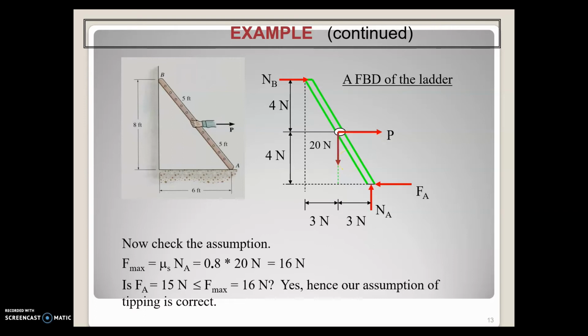So now kita check assumption kita. Di mana kalau nak dapatkan frictional force maximum, kita darabkan mu S dengan NA, di mana 0.8 darab dengan 20 Newton tadi, itu normal force pada A, is equal to 16 Newton. Okay, is FA equal to 15 Newton, dia kurang daripada F maximum which is 16 Newton. Yes, so our assumption kita adalah correct, di mana tangga tu tipping. Okay, dia naik, dia tertolak lah.